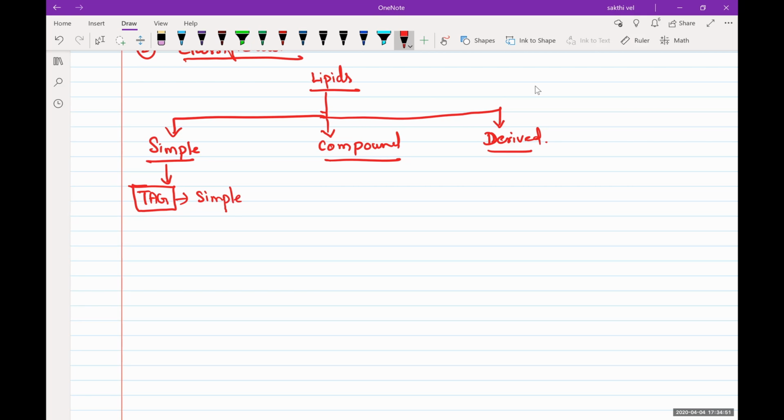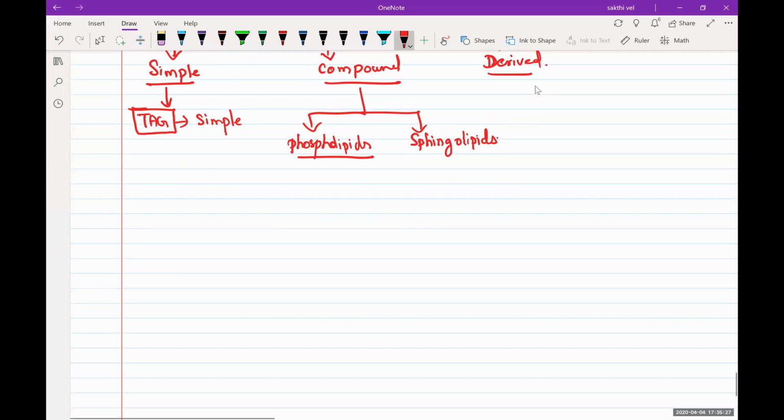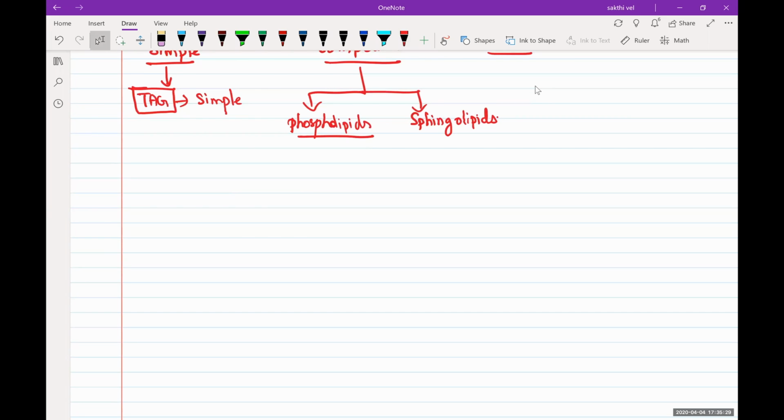And your compound lipids are again classified into 2 types. One is your glycolipids, another one is your sphingolipids. So what are the glycolipids and what are the sphingolipids? We can write it in this pattern: glycerophospholipids, phospholipids and sphingolipids. I can write phospholipids and sphingolipids instead of glycolipids and sphingolipids.